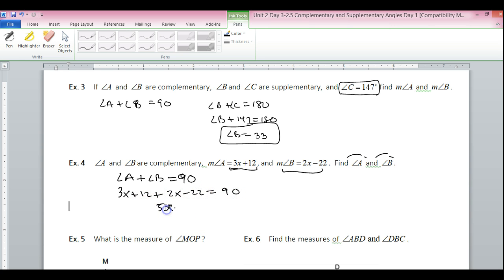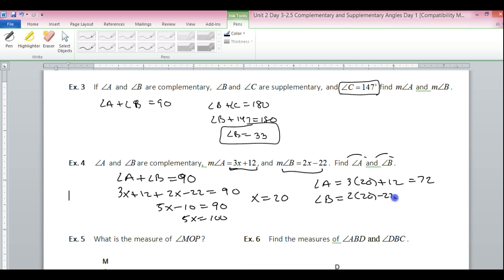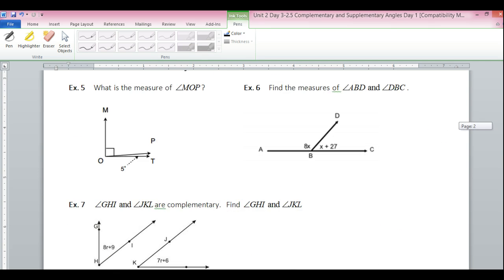Now we can go ahead and solve. 5x minus 10 equals 90. 5x equals 100. X is equal to 20. Once we know x, A and B are easy to find because we can substitute it in. So angle A would be 3 times 20 plus 12, which gives you 72. And angle B, there's two ways you can do it. One, you can substitute the value in, that's no problem. 40 minus 22 is 18. Or you could also find angle B just by doing 90 minus angle A, which is 72, which also gives you 18. Either way you look at it, you'll get the same answer.